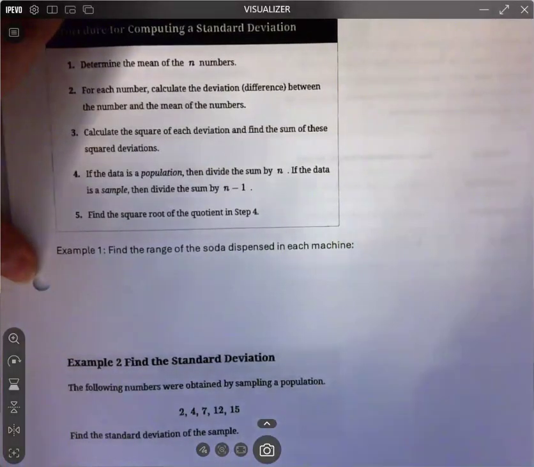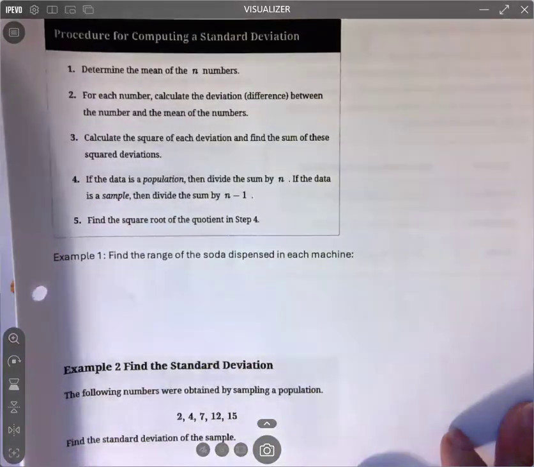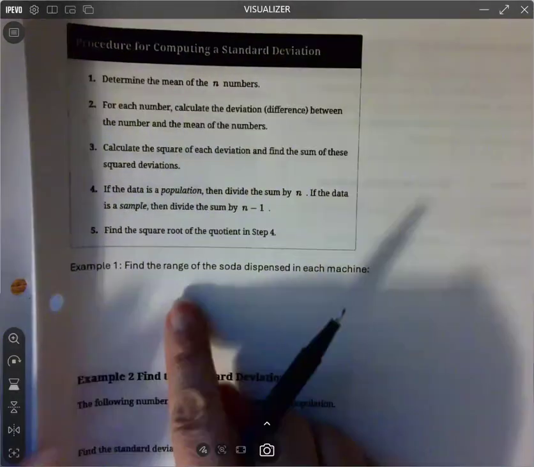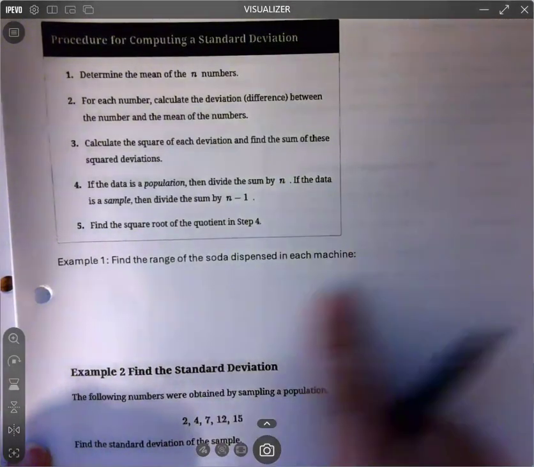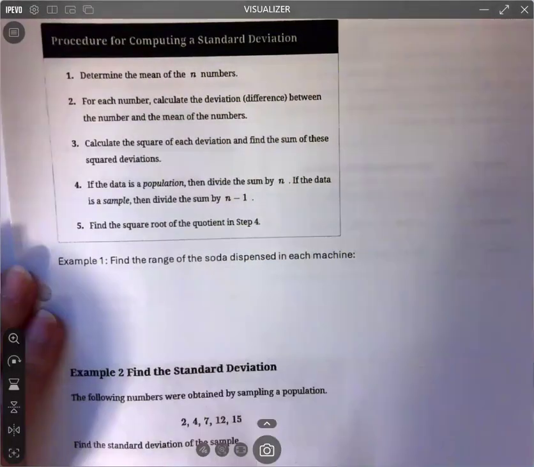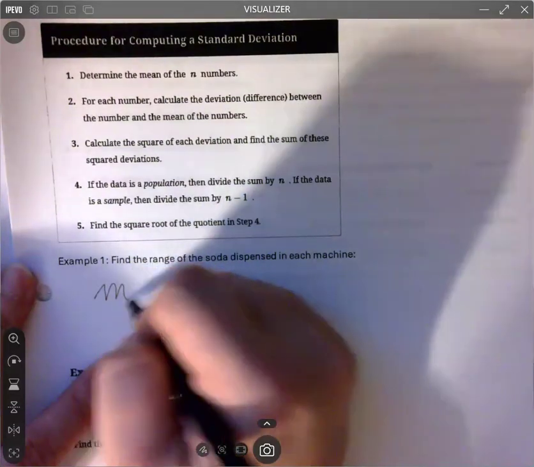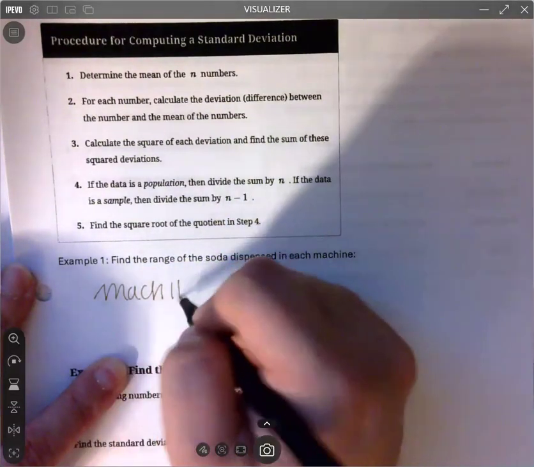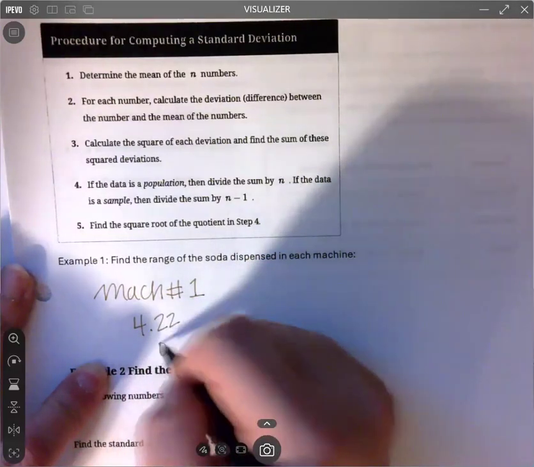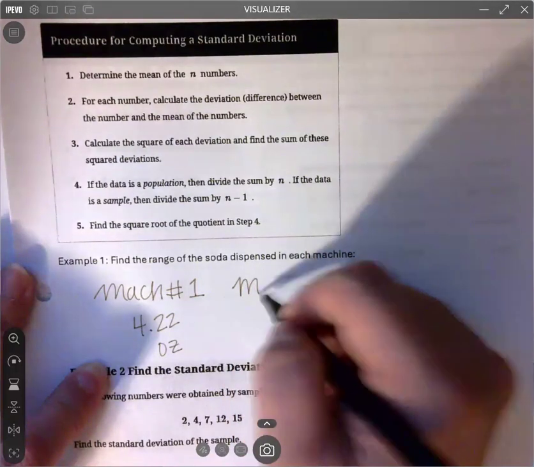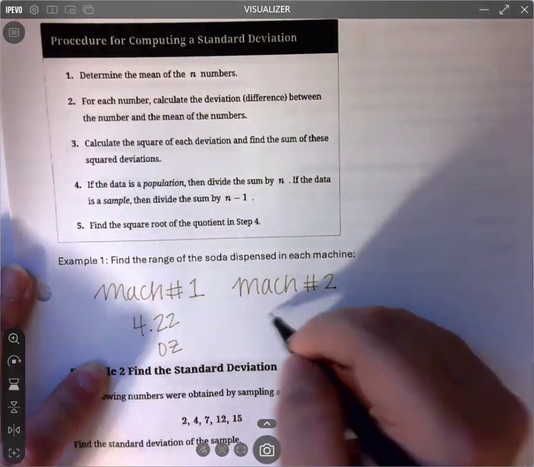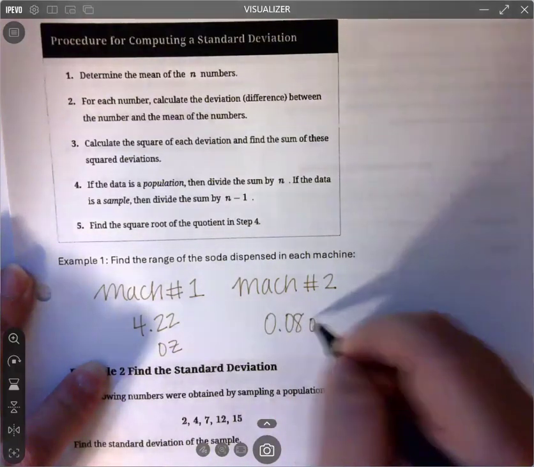Okay, so let's look through our process for finding the standard deviation. There are 5 steps that we're going to follow. So example 1, we just found the range of each of these 2 machines. So let's just write those down here so that we have that value written down. Machine number 1 was 4.22 ounces. And then machine number 2 was 0.08 ounces.